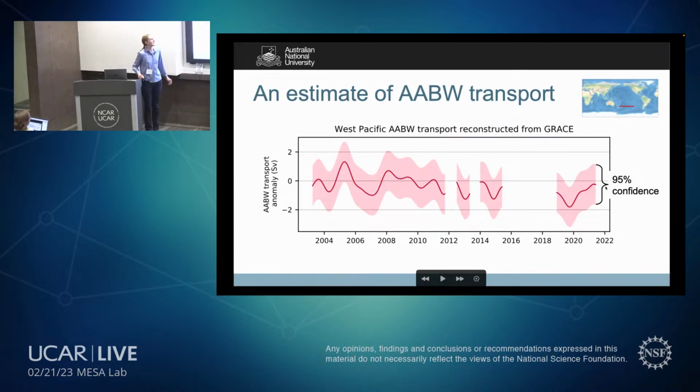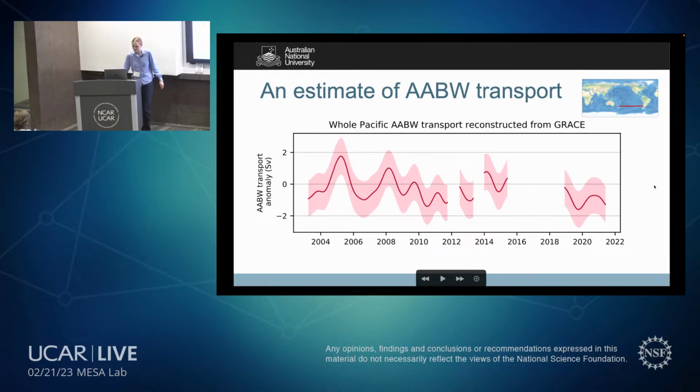So we get a reconstruction of Antarctic bottom water in the West Pacific. You can do the same thing for the whole Pacific Ocean. And so that is the first estimate of Antarctic bottom water interannual variability in the Pacific Ocean. And you can see that there is variability beyond the magnitude of the uncertainty. The error bars are a little larger than I'd like, so if we could have better GRACE data, that would make things a lot easier.